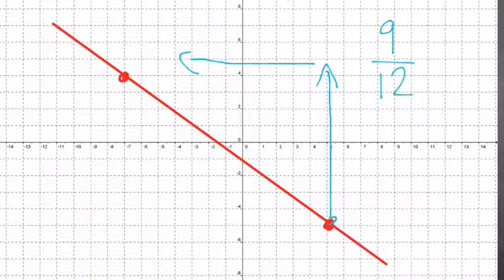It's 12. And then you simplified it the same as before. You simplify it down to 3/4.